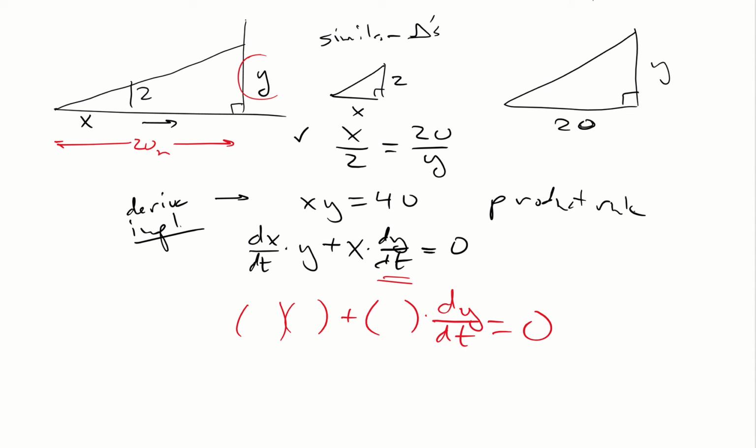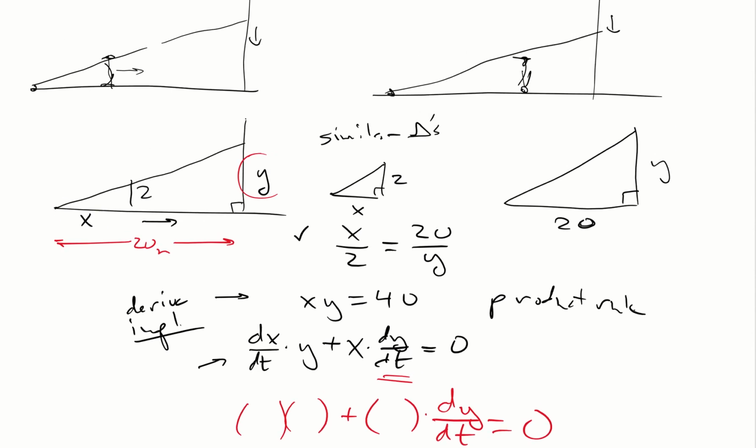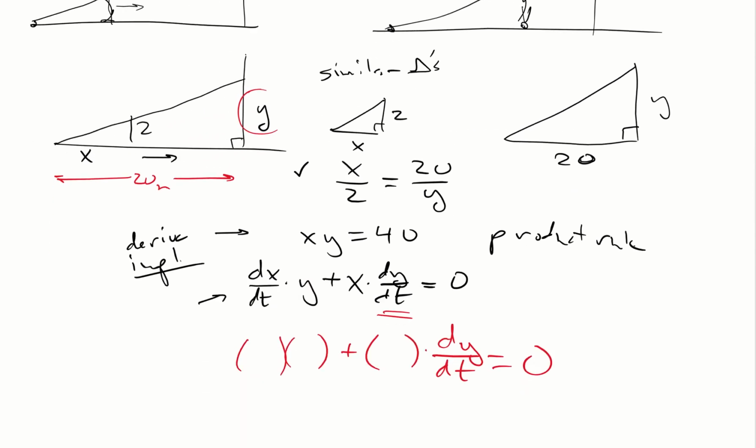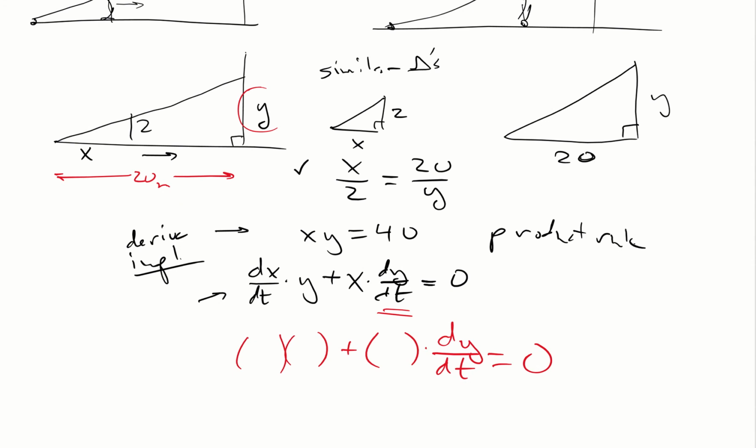Well, okay, let's ask some questions. What does dx/dt stand for? The rate at which this distance is changing from the spotlight to the man. You know what that equates to? We're finally going to use this number. He's going 1.5 meters per second, heading towards the wall. X is actually stretching. As he walks farther and farther, X is growing at a rate of 1.5 meters per second. Well, what is Y at that moment?